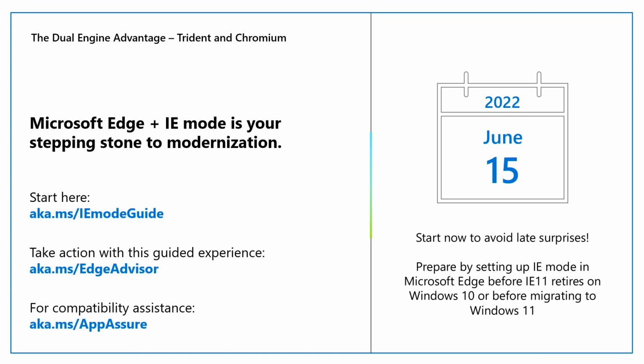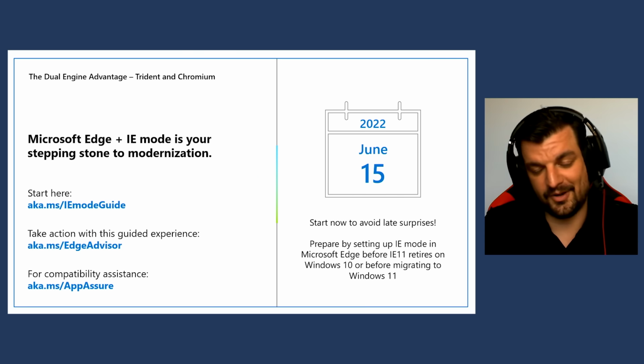And please note, Microsoft Edge with Internet Explorer mode has officially replaced the Internet Explorer 11 desktop application on Windows 11, in addition to retiring on certain versions of Windows 10 on June 15, 2022. If your organization relies on legacy Internet Explorer-based websites, you must prepare by setting up IE mode in Microsoft Edge before IE11 retires on Windows 10 or before migrating to Windows 11. IT admins should complete IE mode configuration and proactively disable IE for their users before June 15, 2022 to be ready for either scenario.